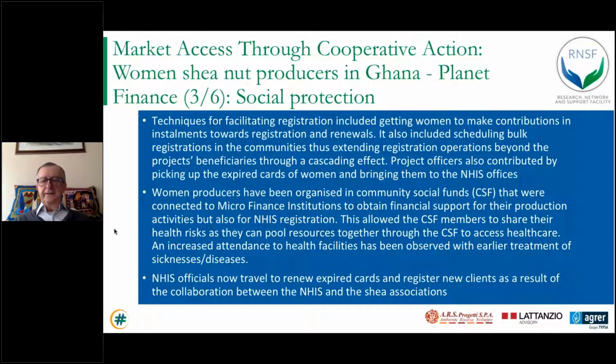An increased attendance to health facilities has been observed, with earlier treatment of sicknesses and diseases. And NHIS officials now travel to renew expired cards and register new clients as a result of the collaboration between their scheme and the SHE associations.